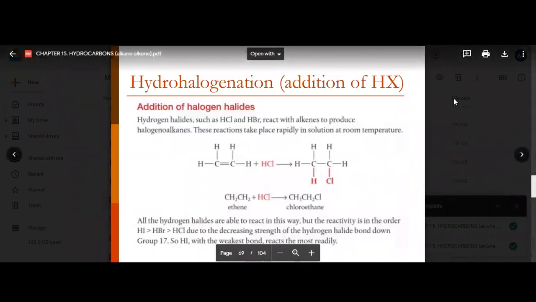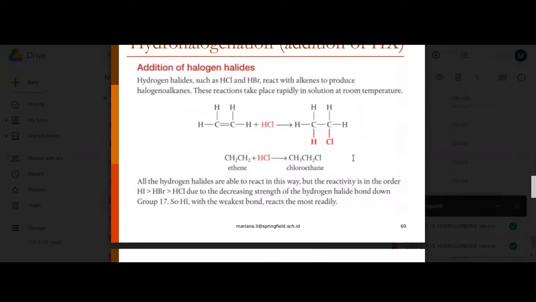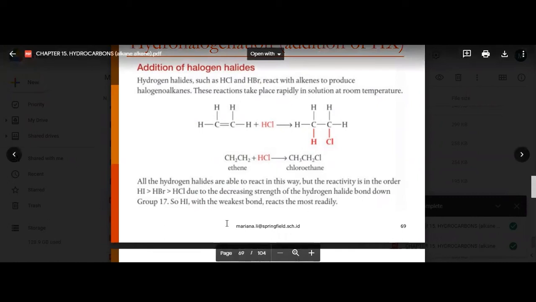The fourth addition reaction of alkene is hydrohalogenation, or addition of HX. You can see that the monohalogenoalkane will be produced here. One H goes to one C of the double bond, and the Cl will go to the other C of the double bond. All the hydrogen halides are able to react in this way, but the reactivity order is HI more than HBr, HCl, due to the decreasing strength of the hydrogen halide. So if you use HI, the rate of reaction will be faster. So it reacts most readily with HI.